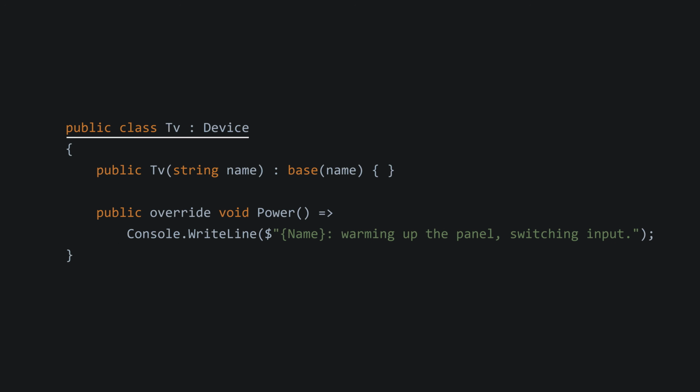TV inherits from device and overrides power. Read override the same way you read it in the last lesson. This is not a new method that happens to share a name. It replaces the base version for every TV. When power runs on a TV, this is the code that runs, warming up the panel and switching input.